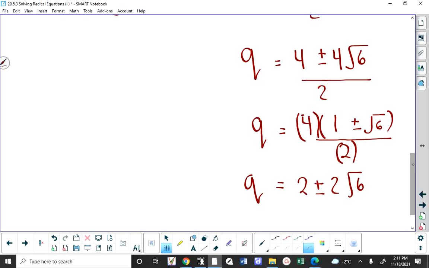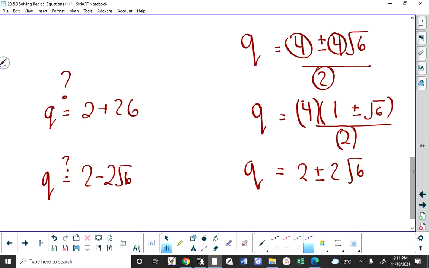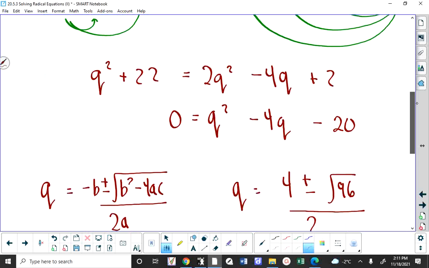How many of you just canceled the same number out of those three things? Probably a lot of us, right? But now we have this problem where you have to check: does q in fact equal 2 plus 2 root 6? And does q in fact equal 2 minus 2 root 6? And we can't really do this on paper. Well, I suppose we can. It's going to be a lot of work, though.